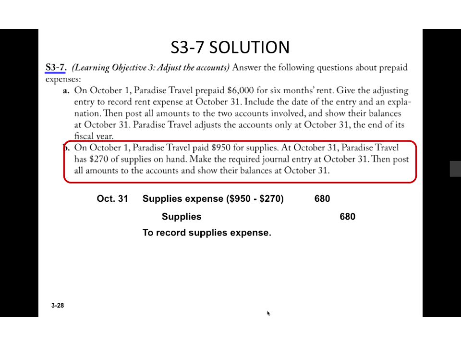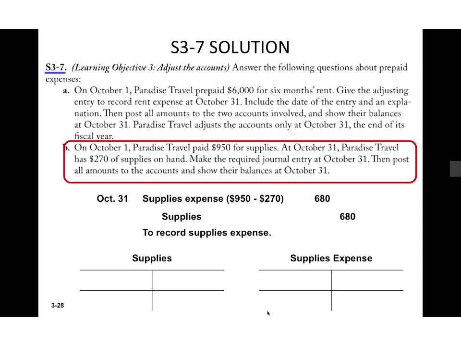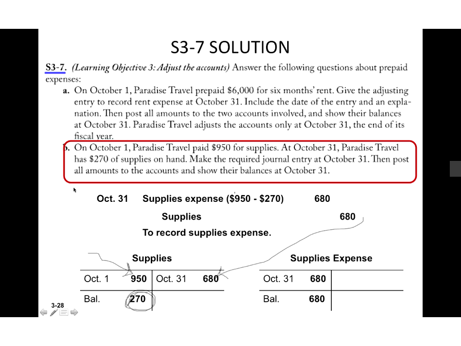Okay, and then it asks us for the account balances. We know that the original balance for supplies, when we first purchased it, we had supplies we purchased for $950, it's an asset. Then we have the supplies being credited for $680. The difference between those two is $270, which is what our inventory showed. It showed that we had $270 left. And then the supplies expense is just the $680 that we had in the adjusting journal entry.